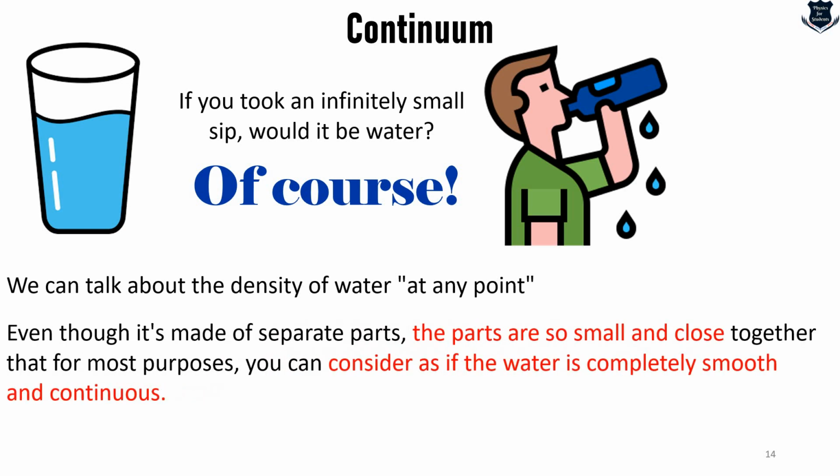So this continuum idealization is a powerful tool because it allows you to use calculus and other mathematical techniques to analyze and predict the behavior of real-world materials. It is a simplification, but it is a simplification that makes things a whole lot easier to deal with. Even though it is made of small parts, the parts are so small and close together that it would come as water only.